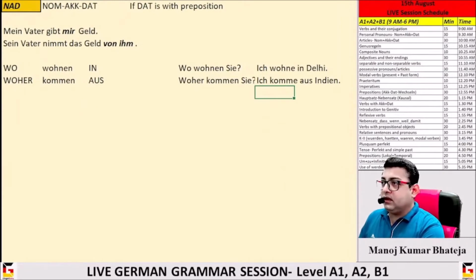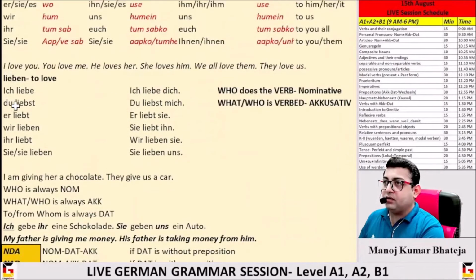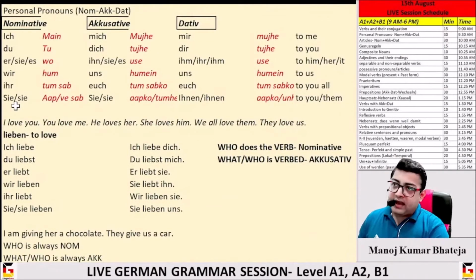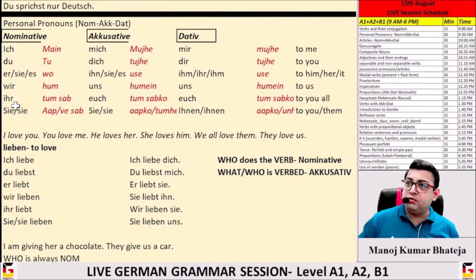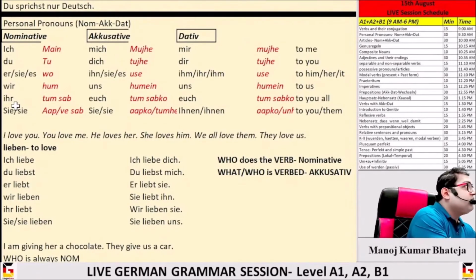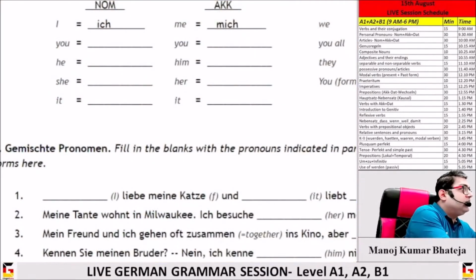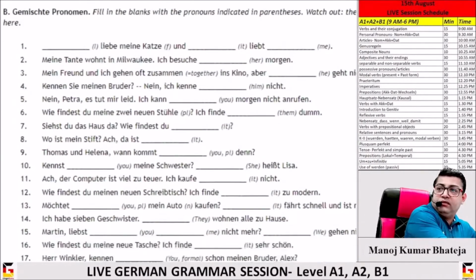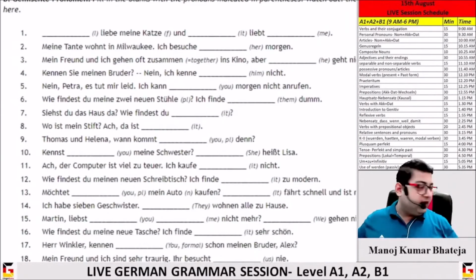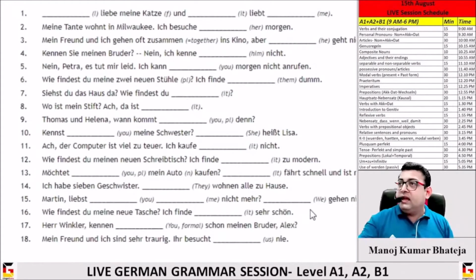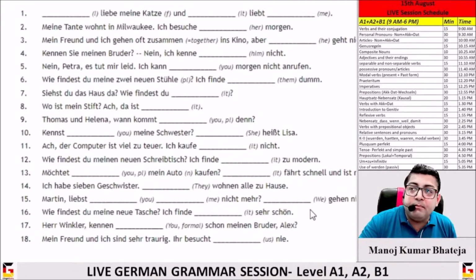Okay. Any question regarding personal pronouns? Let us try to do one more exercise for these pronouns. You may please make note of it. You may first write this one. Okay, this exercise, let us try to solve. I'm going to quickly do it on my own because we have to finish it. Ich liebe meine Katze und sie liebt mich.